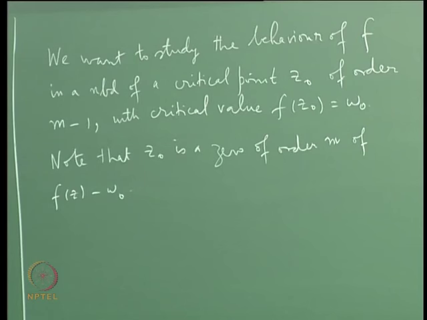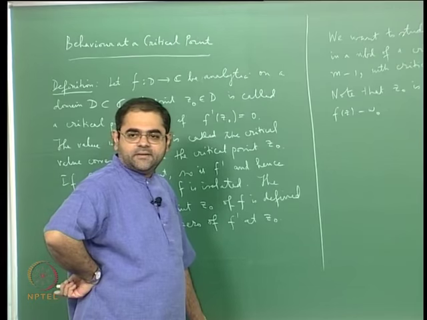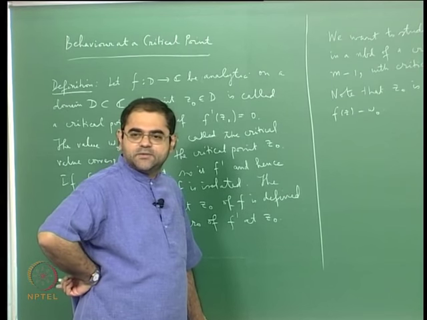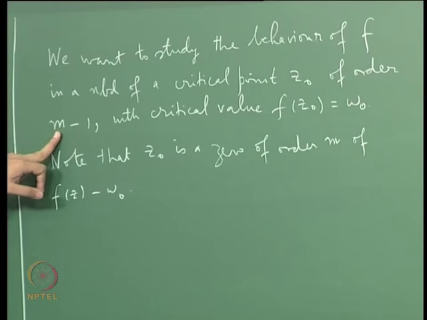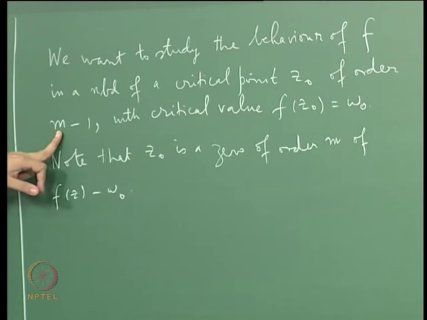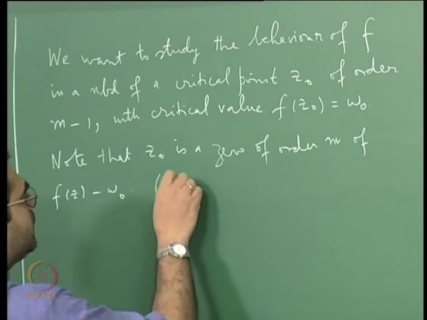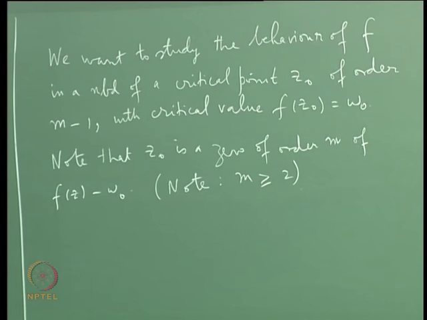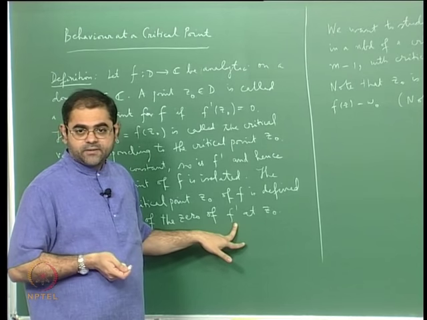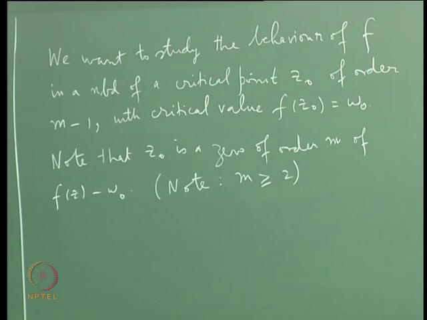So the method is that you reduce everything to studying zeros of analytic functions, right. In all this, I am assuming that m is at least 2, okay. Note, because it is a critical point, z naught is at least a simple zero of f dash, so m should be at least 2, right. So if you take f of z minus w naught, then z naught is at least a zero of order 2, okay.